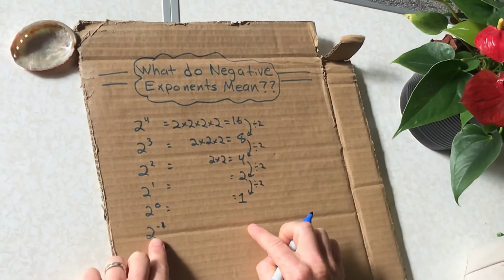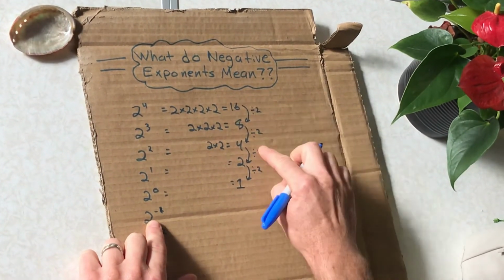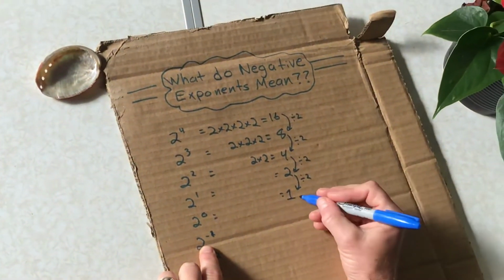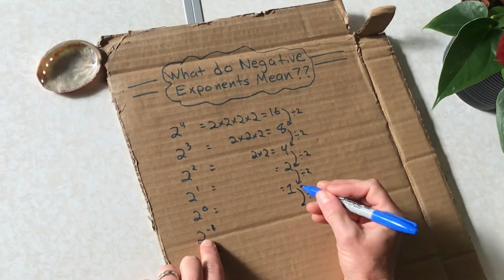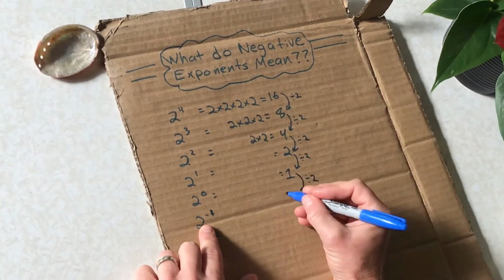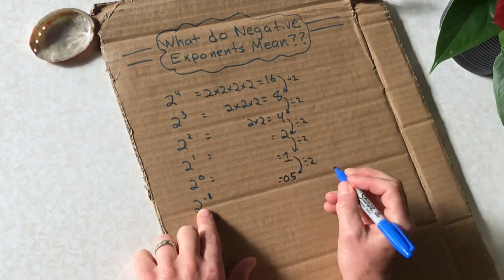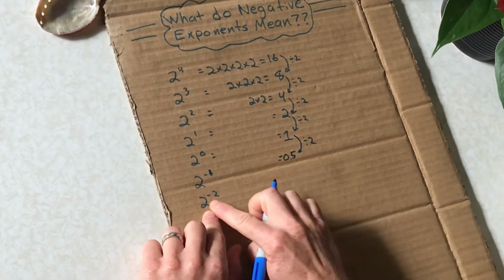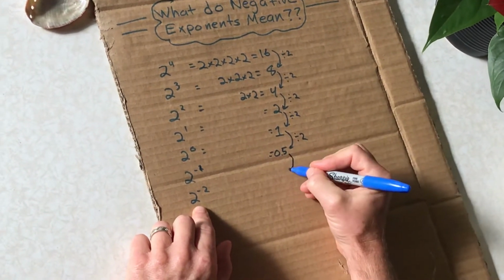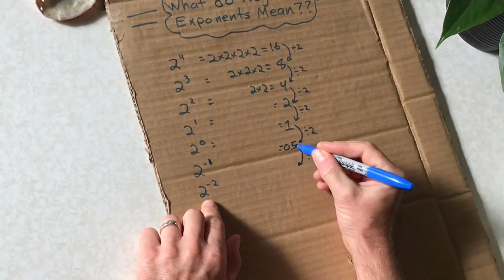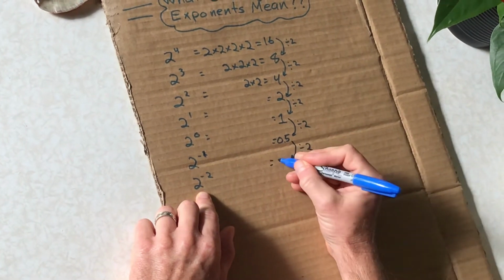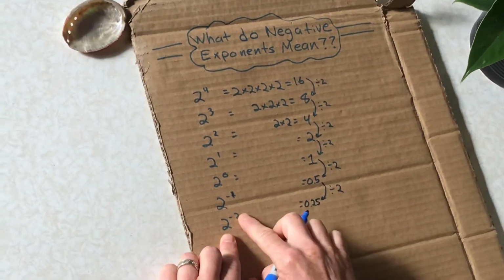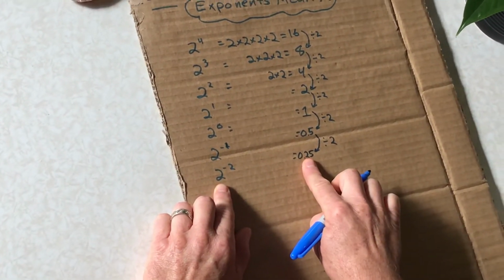And let's keep going further to understand negative exponents. Well, if we keep following this pattern of dividing by 2 each time, 16, 8, 4, 2, 1. Well, 1 divided by 2 is 0.5. So 2 to the power of negative 1 is 0.5. And then 2 to the power of negative 2, well, I just keep dividing by 2, and 0.5 divided by 2 is 0.25. Okay, so it looks like negative exponents are making the number smaller.